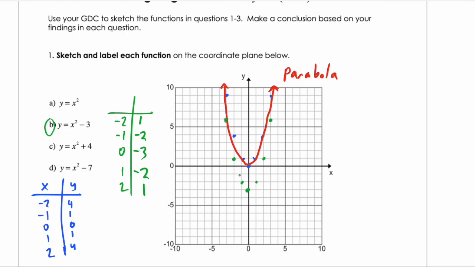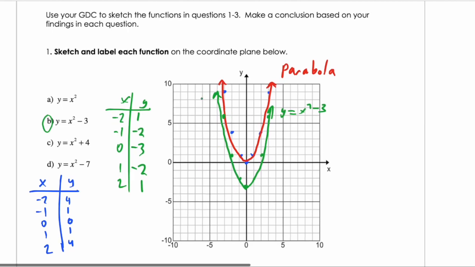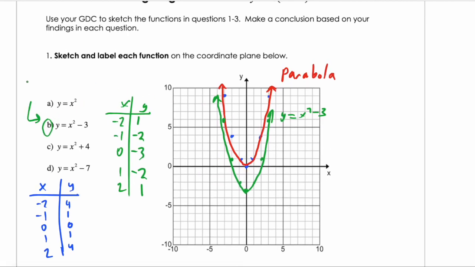So this is what this graph looks like. And actually, it will never touch the red one. This is y equals x squared minus 3. All right, so you can see because we're subtracting 3 from all the x squareds, the whole graph gets shifted down 3. And actually, we call that a translation. Translation of 3 units down.